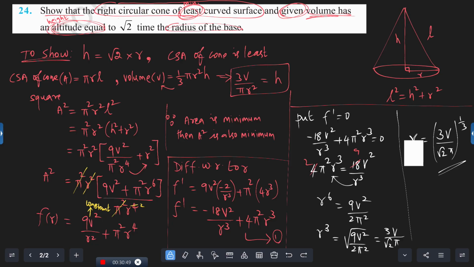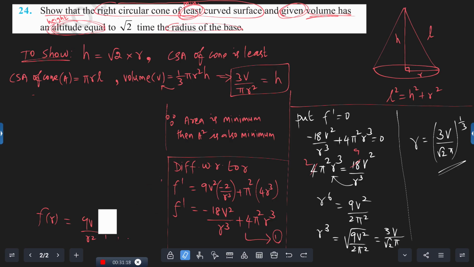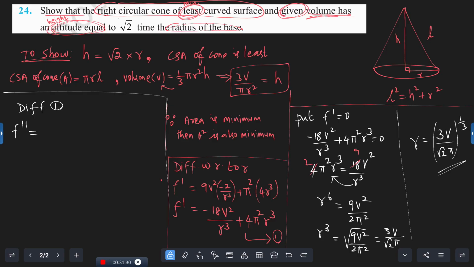R and v, be careful, don't confuse r and v. Now we have to say it is least, so surely we need the double derivative. Which one do you have to differentiate? f' you have to differentiate. I will take the next page. I need the double derivative, so differentiate f'.